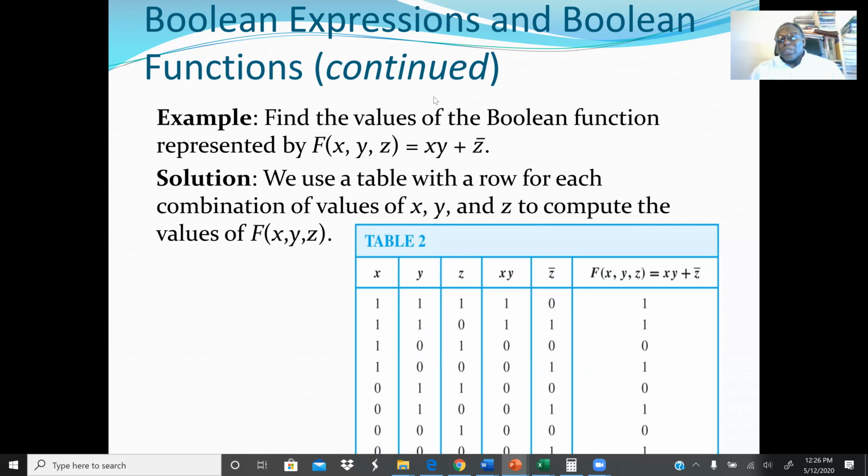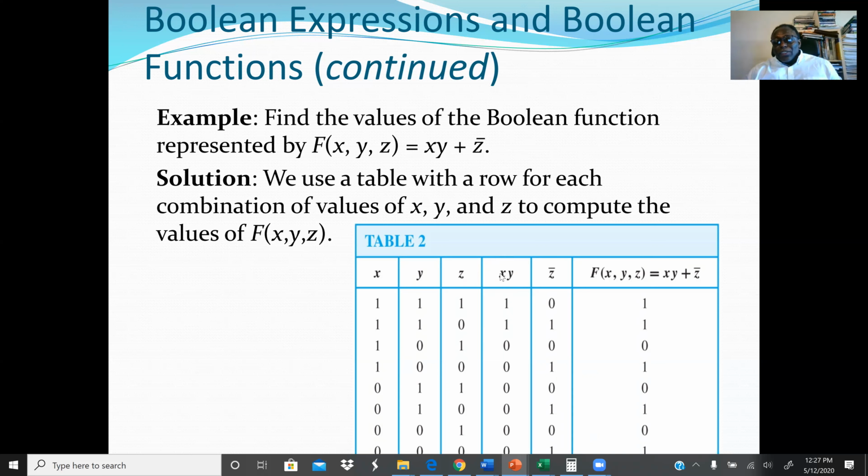So they gave us an expression here. The Boolean function has three variables, x, y, and z, and it's x times y plus z invert. Since the variables are three, I came up with 8 combinations because it's 2 to the power 3. And if the variables are 4, it will be 2 to the power 4, which will be 16 possible combinations. So here it is 8, and the first thing I'm going to find is xy.